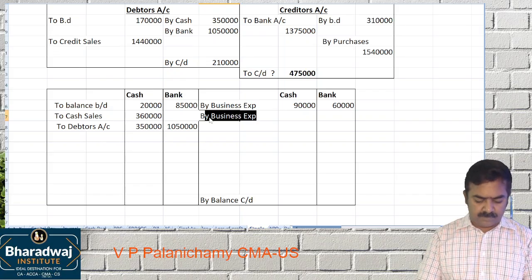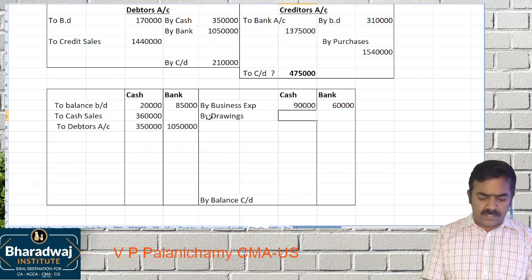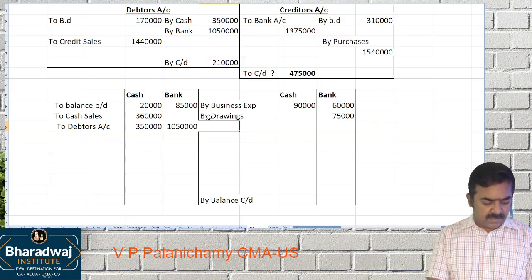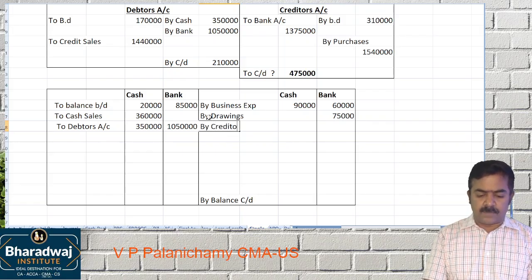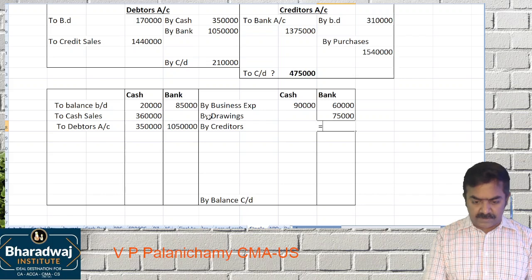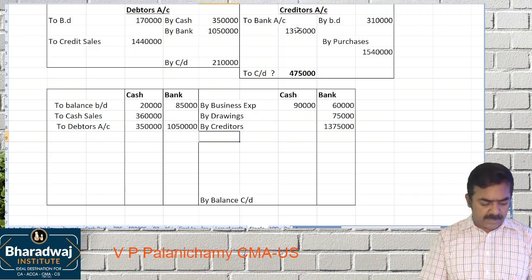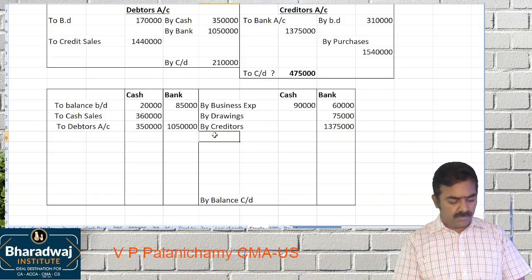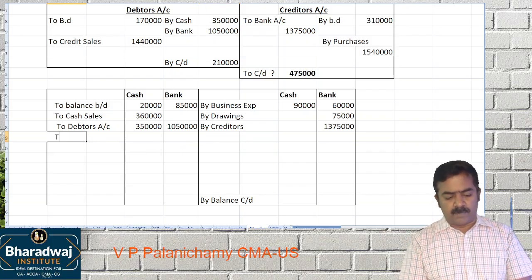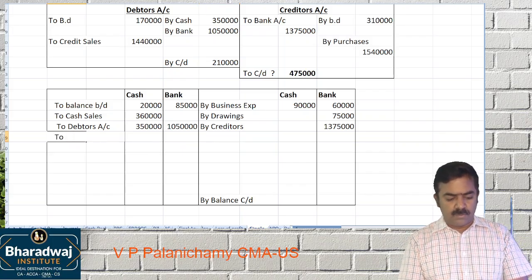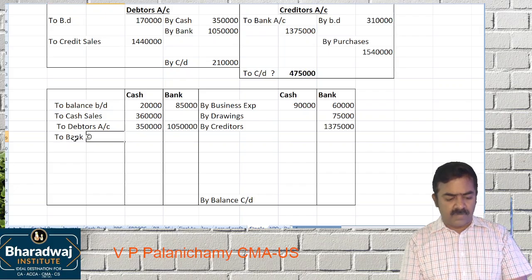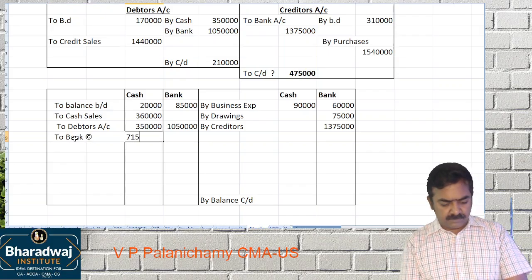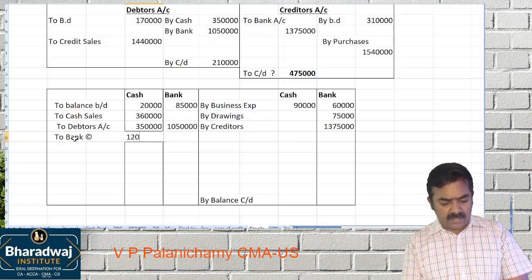Then personal drawings 75,000 will come in the bank column. How much has been paid to creditors? This 13,75,000 paid by cheque. Then what else will come? Cash withdrawn from bank, to be shown in the cash column. How much have you withdrawn from the bank? 1,20,000 we have withdrawn from the bank.